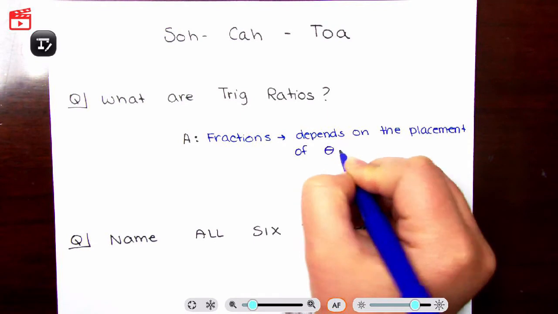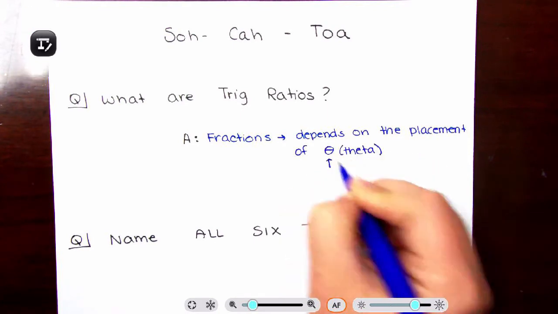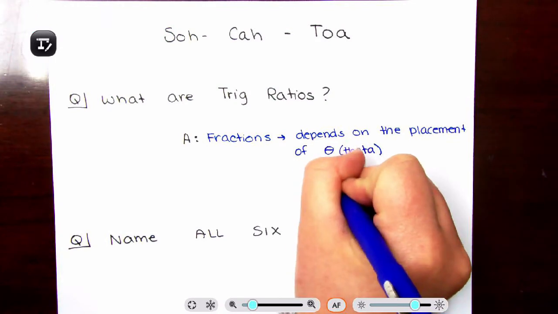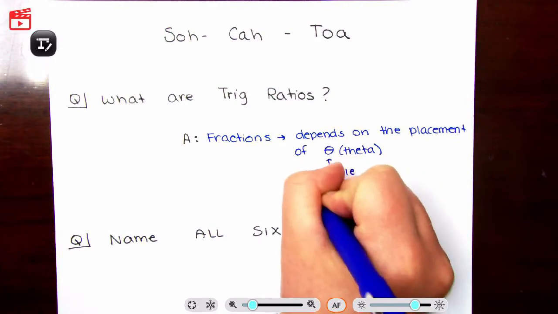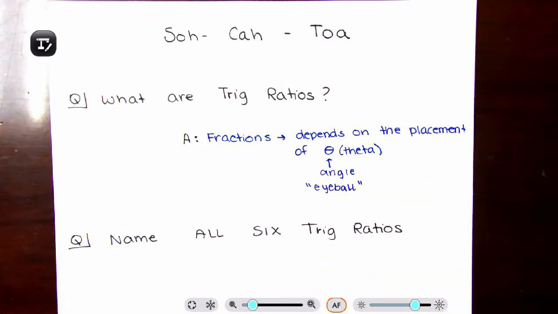We'll call it theta. And again, theta is just an angle, and we call that angle our eyeball. So it all depends on where your eyeball is. You move the eyeball, the ratio changes, the fraction will change. Now there are 6 right triangle trig ratios.